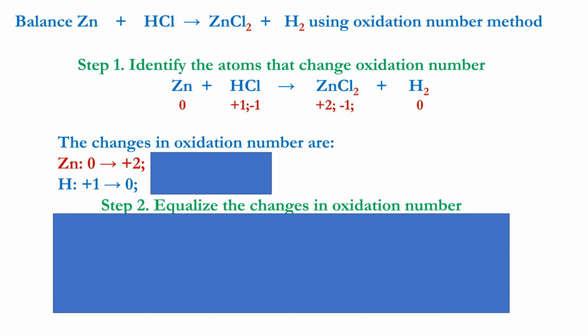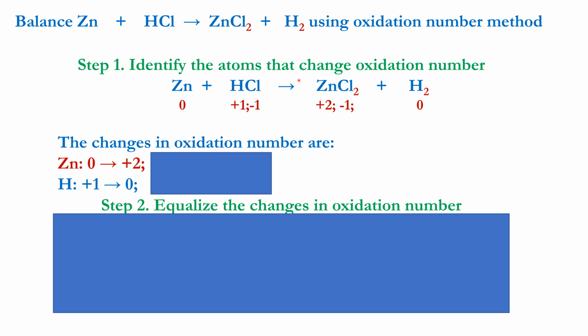Let's look at another example. If you are asked to balance this equation using the oxidation number method, the first thing is to identify the atoms that have changed their oxidation numbers. So we write down the oxidation numbers for each element on both the reactant side and on the product side.